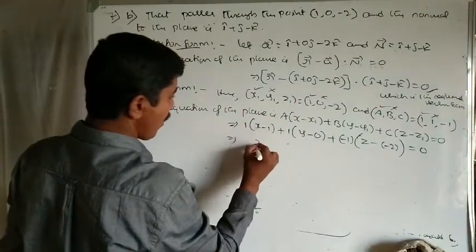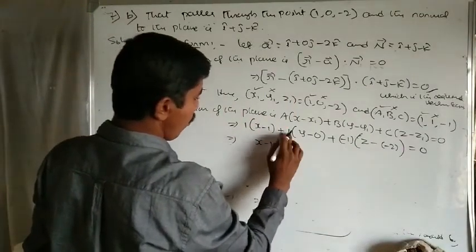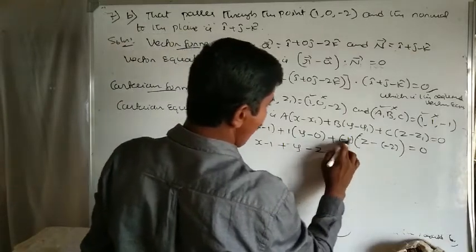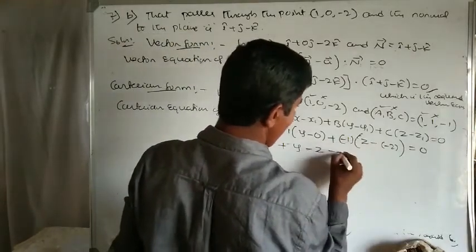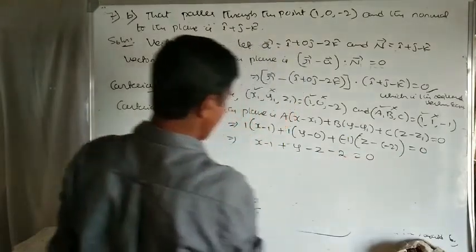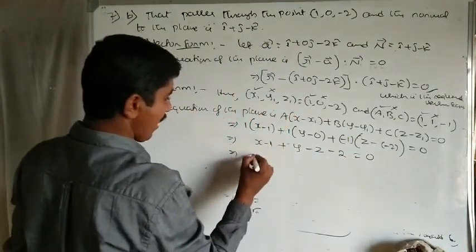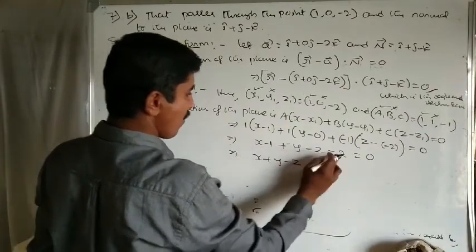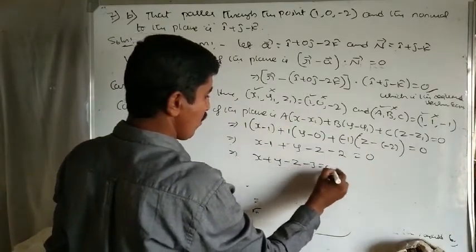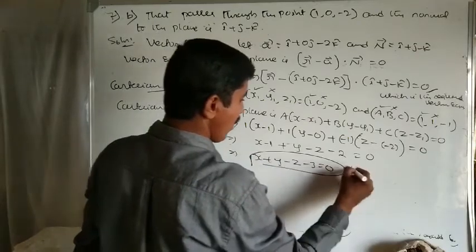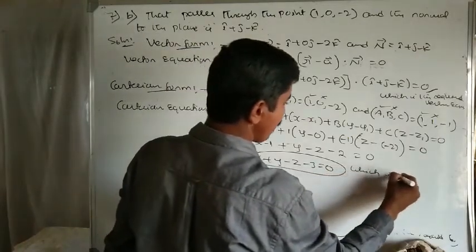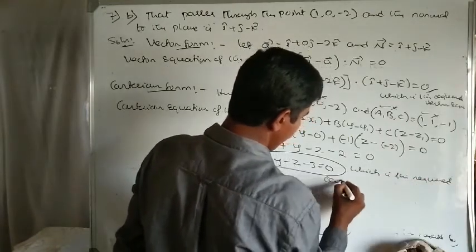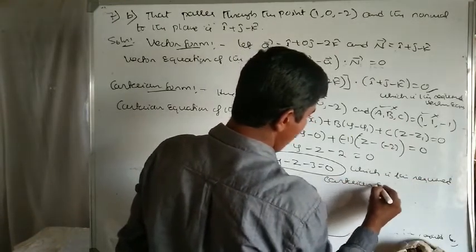So 1 into x minus 1 plus 1 into y minus 1 into z plus 2 is equal to 0. Write the equation in order: x term, y term, z term. x plus y minus z minus 1 minus 2 minus 3 is equal to 0, which is the required Cartesian equation of the plane.